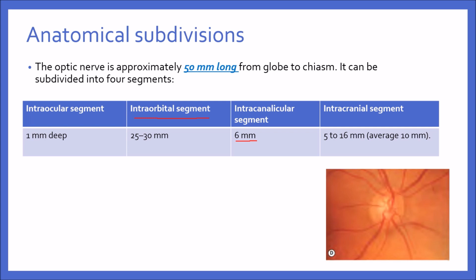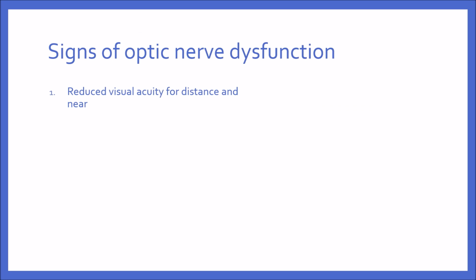Now this picture here shows the intraocular segment, also called optic disc, and it is the clinical appearance when we see it with the ophthalmoscope. Now, discussing the signs of optic nerve dysfunction, the first one is reduced visual acuity for distance and near. That is the most common sign, but it is non-specific. Acuity may be preserved in some conditions.